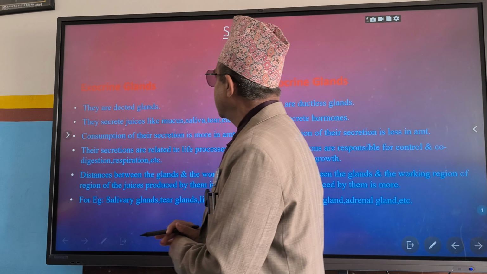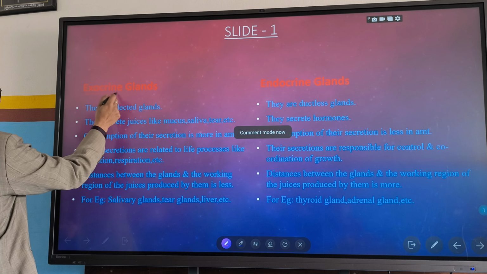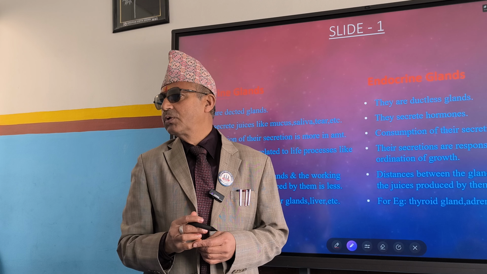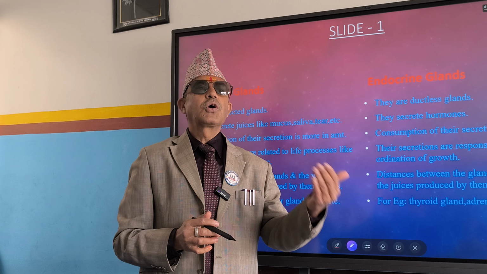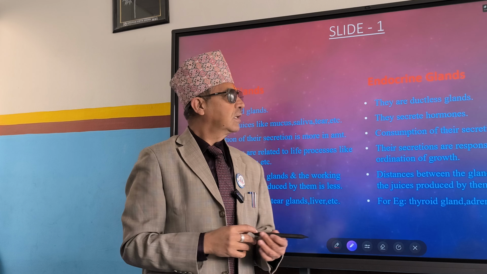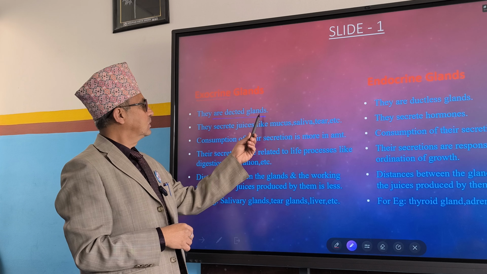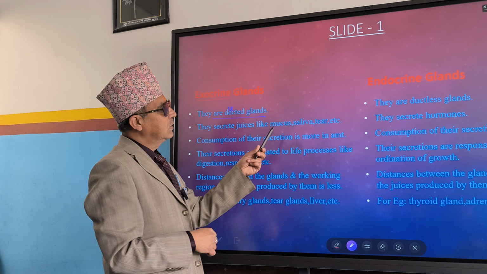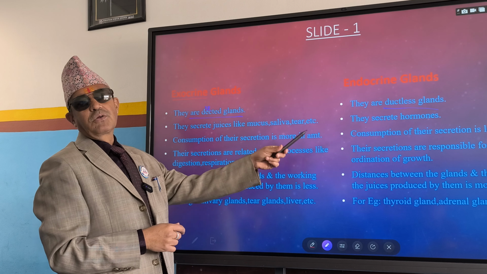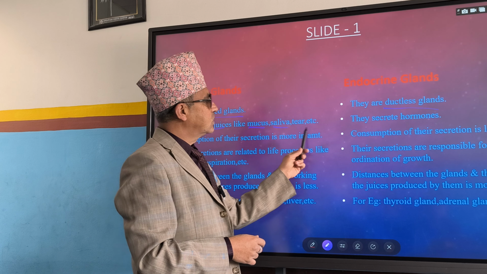Differentiate between exocrine glands and endocrine glands. Exocrine. What do you mean by exocrine? Presence of duct. Endo, they don't have duct. Ducted glands are exocrine glands and ductless glands are endocrine glands. So the differences are here. They are ducted glands, D-U-C-T. They are ductless glands. They contain pipe, they don't contain pipe. They secrete juices like mucus, saliva, tear, etc.